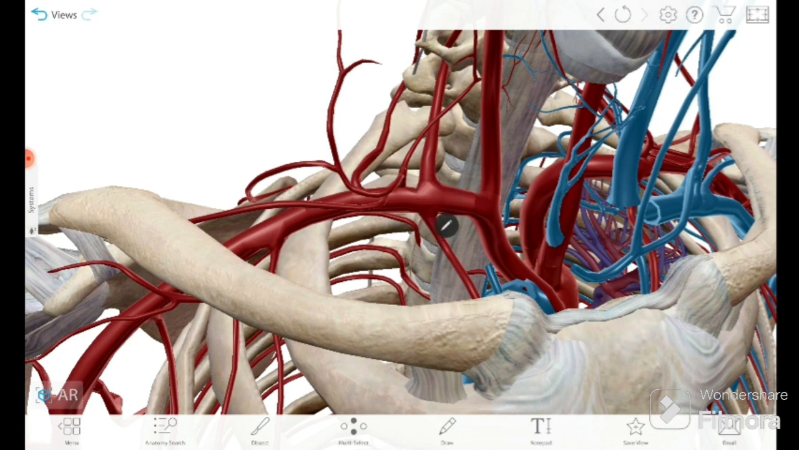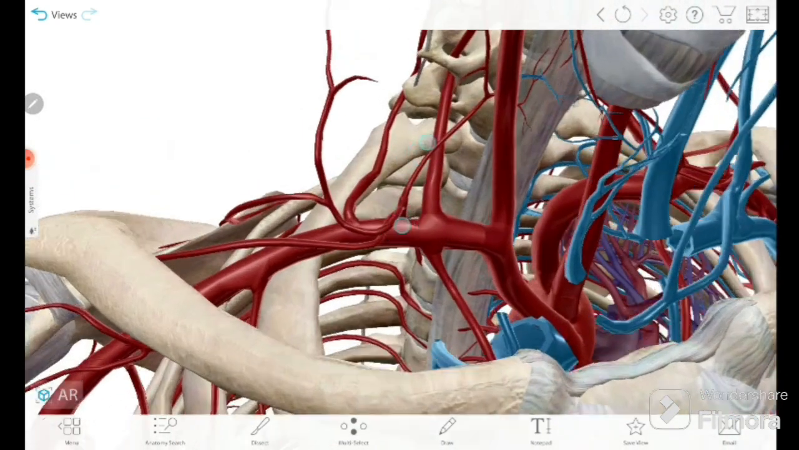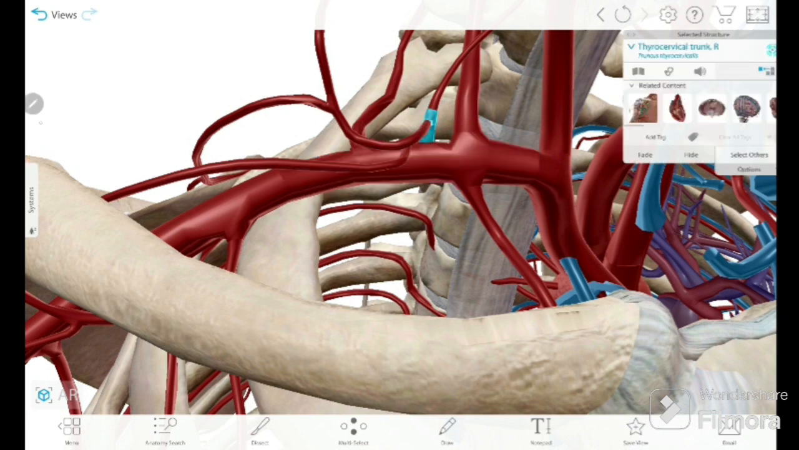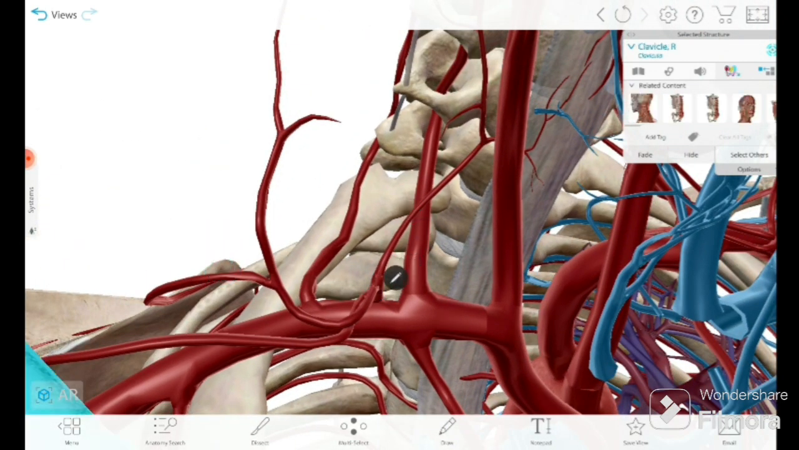I just mentioned them to orient ourselves to the branches of the subclavian artery, and this artery over here is the thyrocervical trunk. We can see that the thyrocervical trunk is giving off one branch which is going superiorly. So this is the inferior thyroid artery, and it supplies the thyroid gland and anastomoses with the superior thyroid artery.